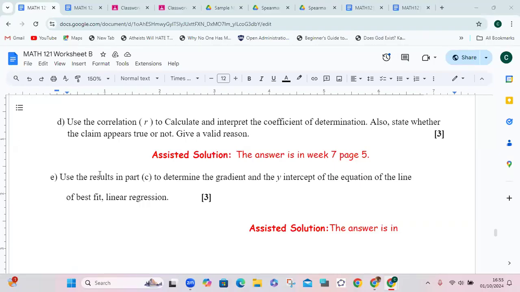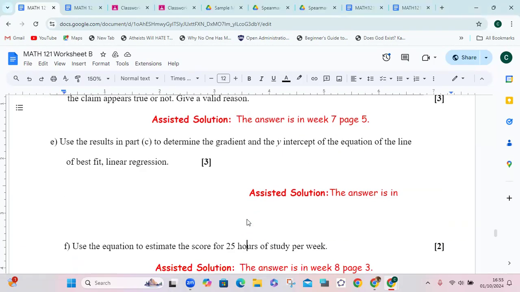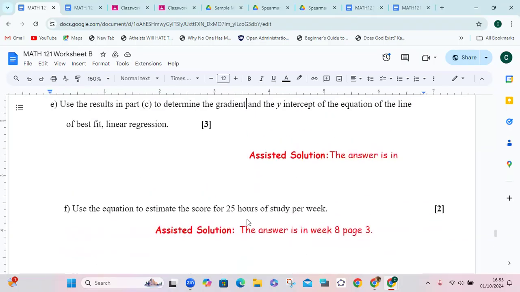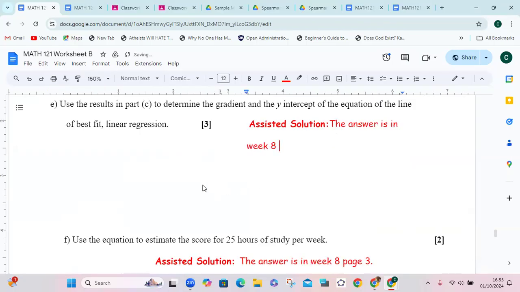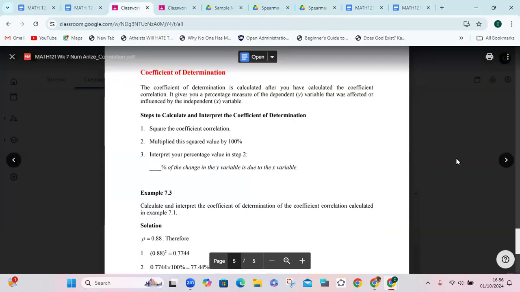Part E says use the results in part C to determine the gradient and the y-intercept of the equation of the line of best fit. And this is called linear regression. To get assistance for such a question, we got to go to week 8. Assistance is in week 8 for linear regression. So let's go to week 8.